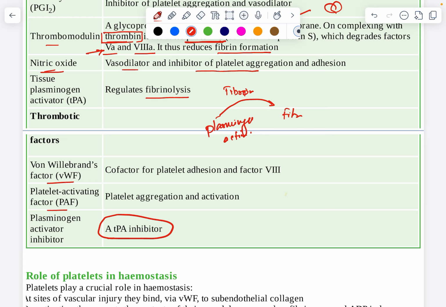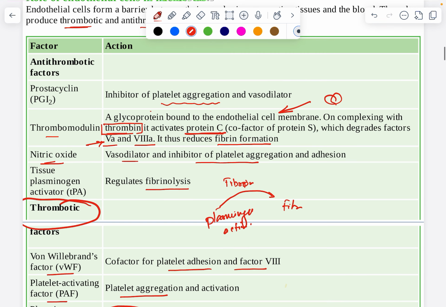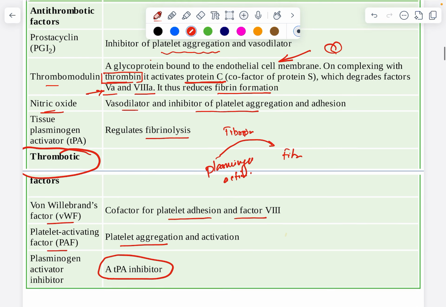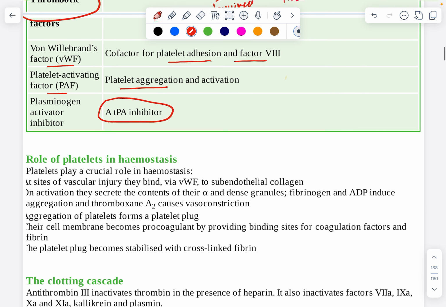Von Willebrand factor is a carrier for factor 8 and a cofactor for platelet adhesion. It causes platelet adhesion, and with factor 8 it forms platelet clots. Platelet activating factor, PAF, causes aggregation. So thrombosis is totally opposite to antithrombosis.